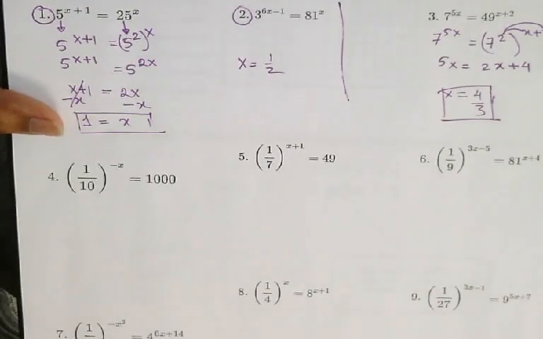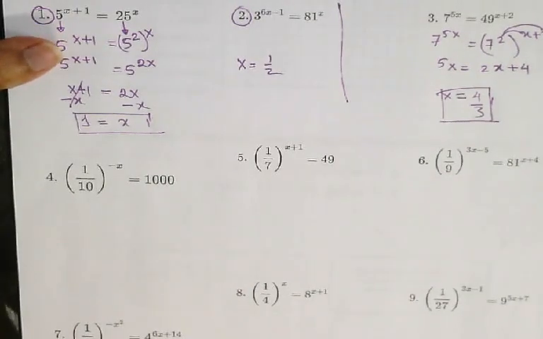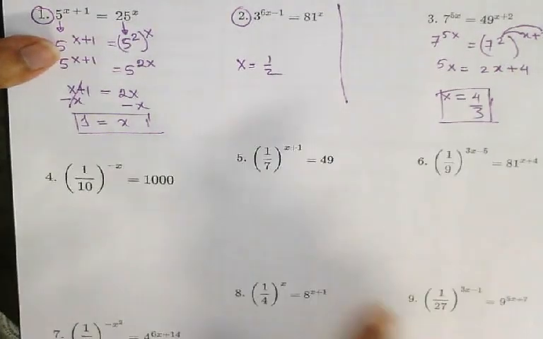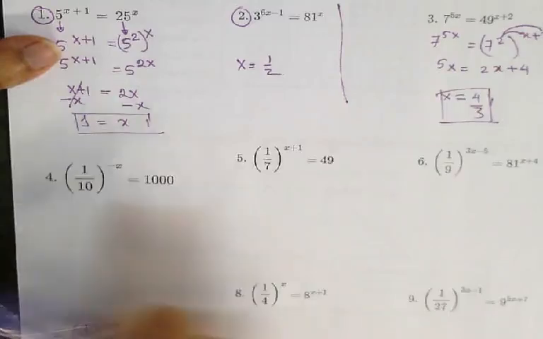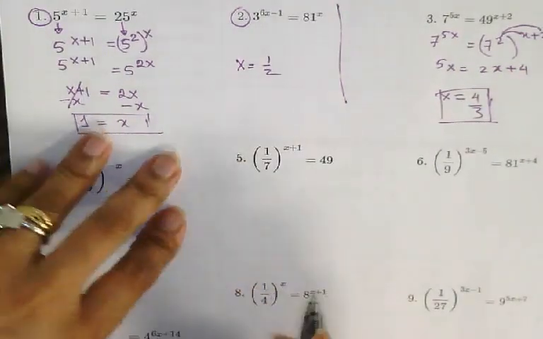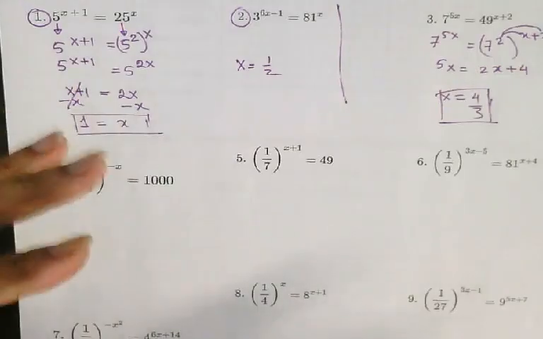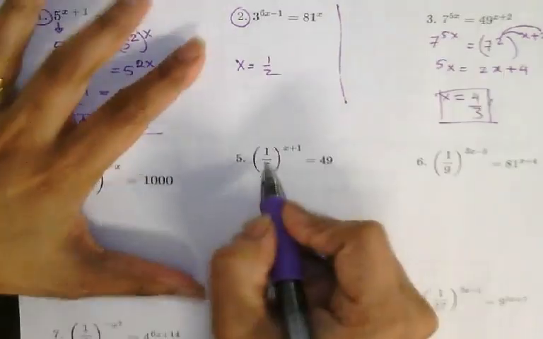I want to talk about the fraction now. Please pay attention. I'm going to talk about number 5. Look at number 5. So here I have a fraction. Again, as I said, we don't want to deal with fractions. We have to get rid of it. Now what can I do over here?